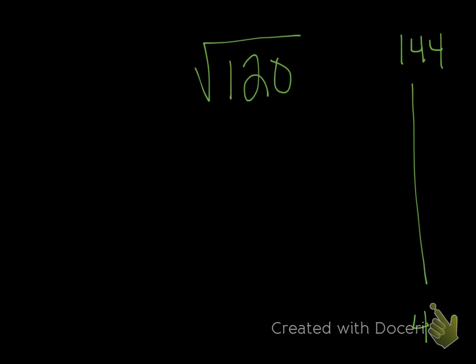Let's just jump right into another one. I know your head is spinning. Relax. 120. I'm going to break this down really simple. Remember the list. It starts at 144, goes all the way down to 4, right? Can you name a perfect square factor for 120?